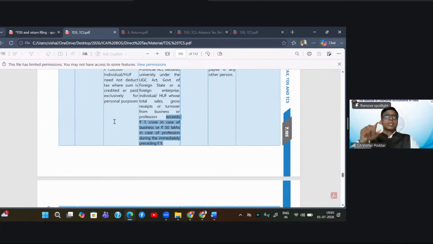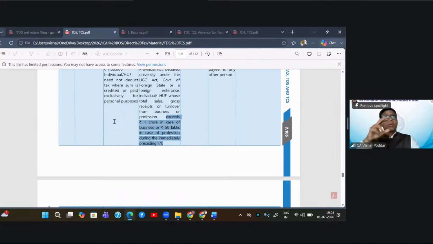Again, what they want is, even where individual or HUF are engaged in business, connect this with PGBP. In PGBP, if you recall, this is the same limit given for presumptive taxation. What is the logic? If your individual or HUF is engaged in business or in a notified profession, these are the limits. If your turnover is below the limit, you need not maintain books and can calculate your income at a presumptive rate. Now try to connect both these points. The same individual or HUF here is not required to deduct TDS.